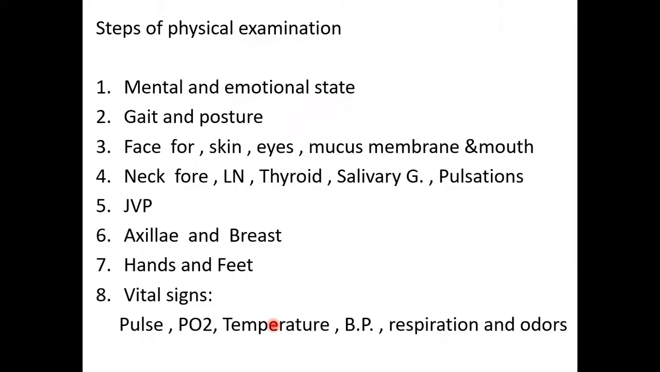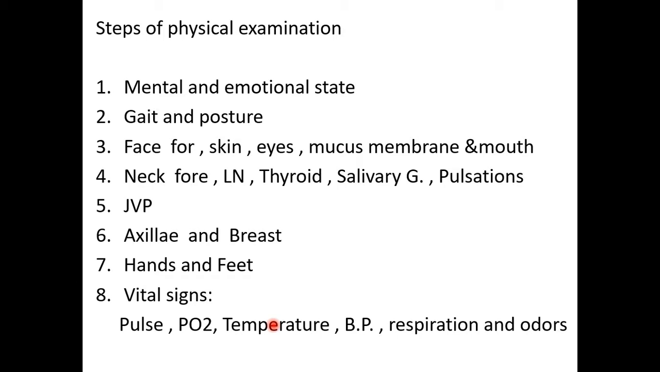And you have some steps in starting examination of the patient generally, the general physical examination, starting with the assessment of the mental state and emotional state of the patient. This is possible during history taking, you will know the mentality of the patient, the emotional state of the patient, or we may see the gait and posture of the patient, the face of the patient, looking at the skin, the eyes, mucous membrane, mouth, for example, looking for anemia, for cyanosis, for jaundice, for any mouth ulceration, for example.